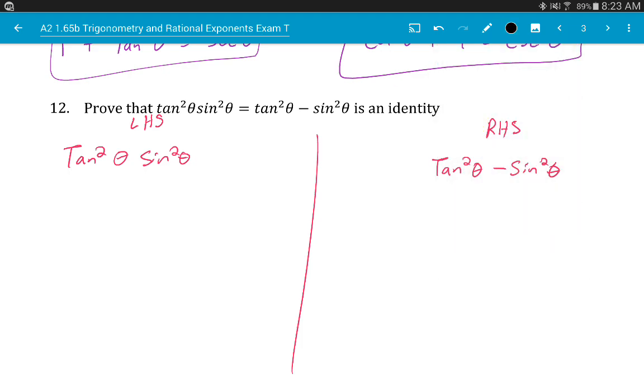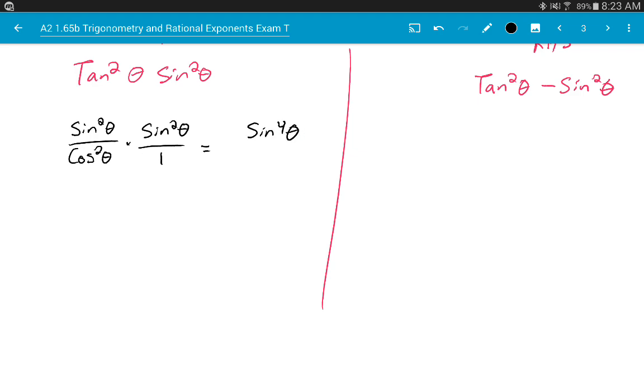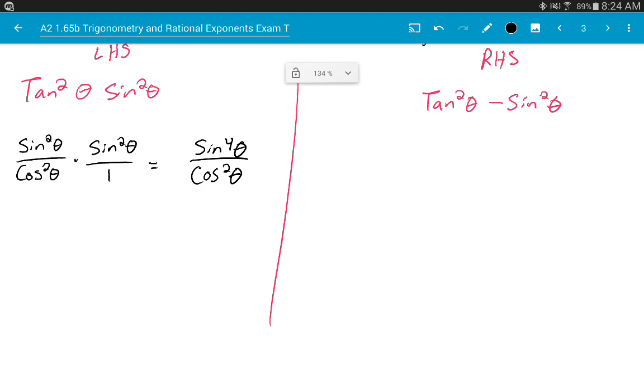Now let's do some manipulation. Let's turn everything into sines and cosines. Tangent squared becomes sine squared over cos squared. Sine squared becomes, oh no, wait, vice versa, sine squared theta over 1. If I multiply these, top times top is going to get me sine to the 4th theta, that's weird, over cos squared theta. I don't think there's anything else to do on that side, so let's look at the right-hand side.